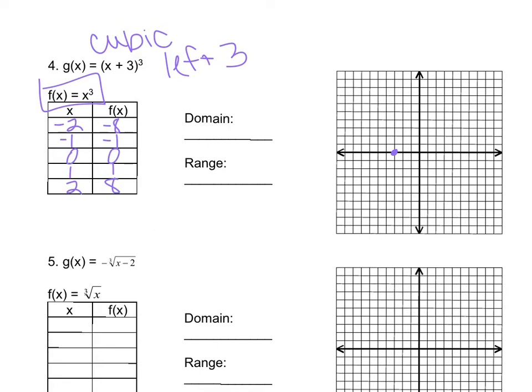So from this new point, we are going to plot those points. So I'm going to go left 2, down 8. Left 1, down 1. Right 1, up 1. And right 2, up 8. And then connect. Okay, so domain and range should be easy for you. All real numbers, arrows are going both directions. Or -infinity to infinity.